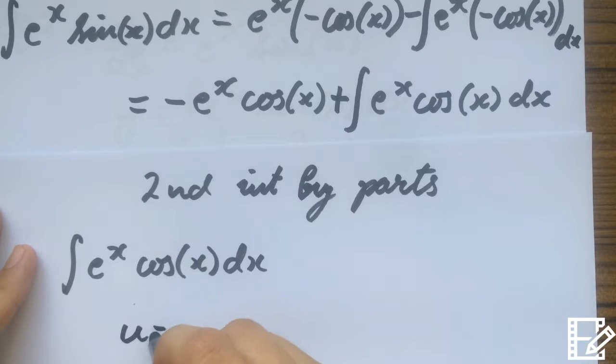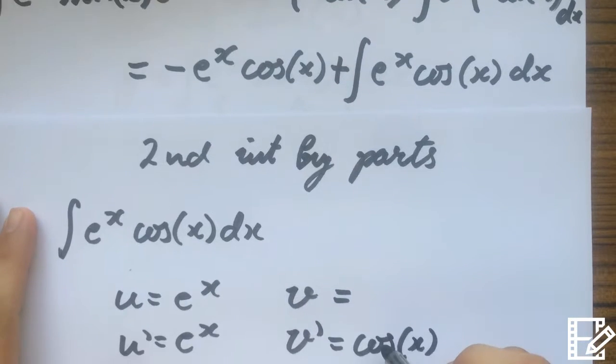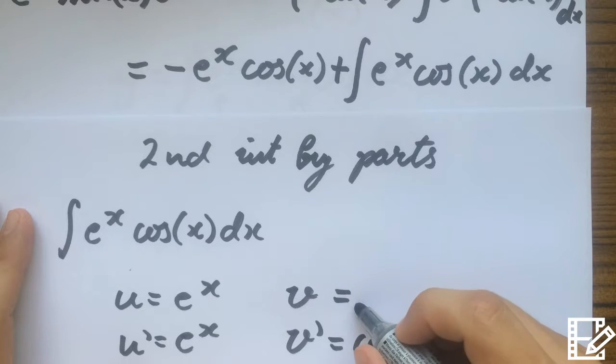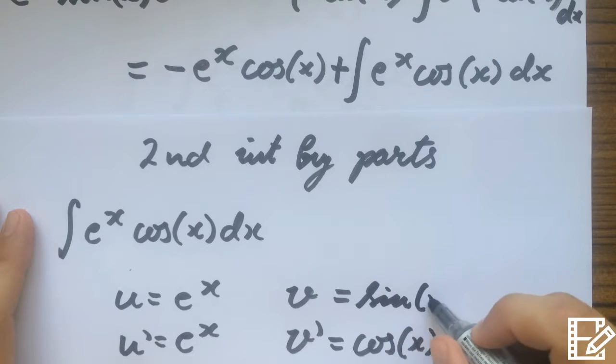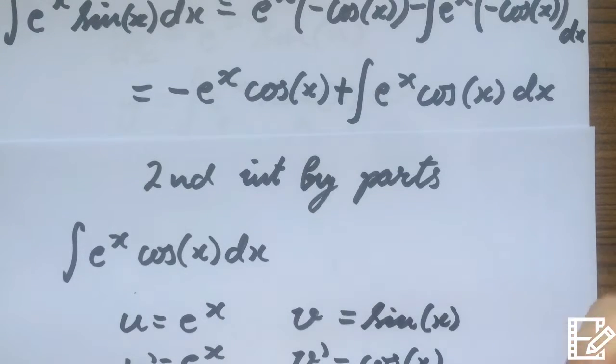So u equal to e to the x, the u dash will be equal to e to the x, and then v and v dash. Now the v dash is cos x, and v, what's the integral of cos x? Sin x plus c. But I'm not going to put the plus c in here, because I don't like to do it in this step. Okay?